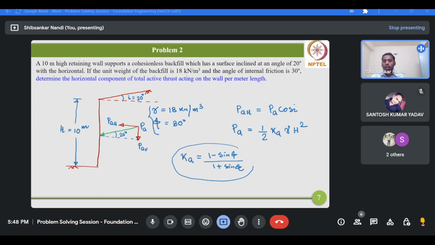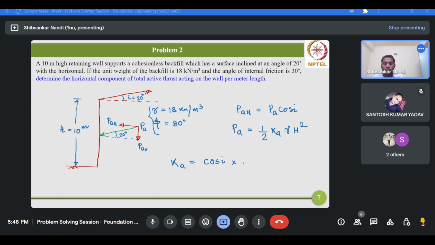So, we know that as per Rankine's theory, the active earth pressure coefficient is (1 minus sin phi) by (1 plus sin phi). Will this coefficient of active earth pressure be valid for this problem as well? No, this will not be valid, because now the backfill surface is inclined, in contrast to the level backfill surface considered to derive this equation. So there will be a slight modification.